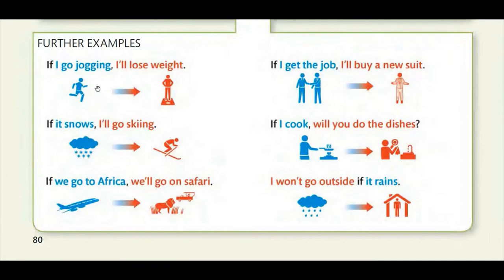So in these kinds of sentences, the first action should be in present tense and the second action will be based on the first action. If I get the job, I will buy a new suit.